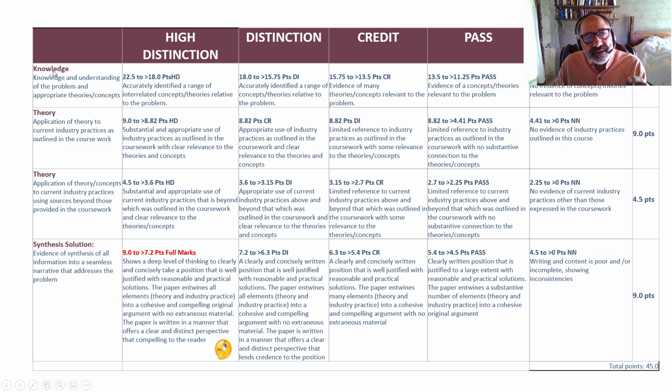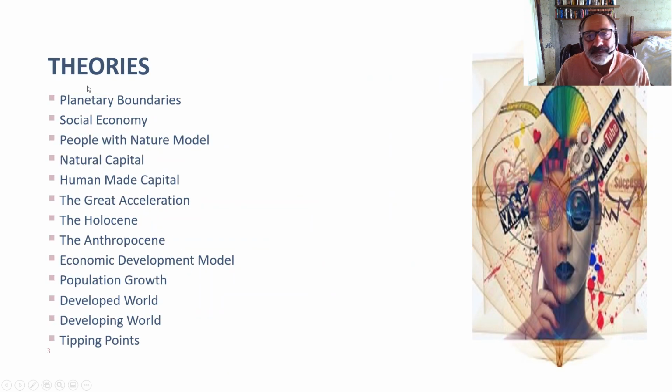First thing is, look down the left-hand side here. You'll see that we want to see evidence of knowledge, of theory, and then how well you synthesize or put it together in that sense. So the first basis, knowledge and understanding of the problem and appropriate theories and concepts. So when we talk about theories, we're talking about this stuff: planetary boundaries, social economy, natural capital, all of these, and there might be a few more that I haven't put in there, just as a bit of a bonus for those of you that do a bit more work.